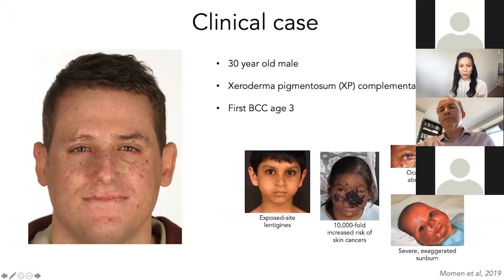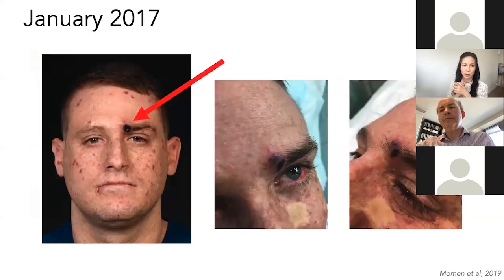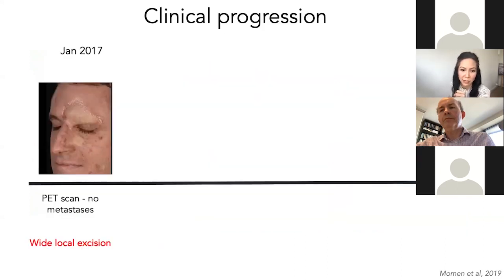So in the past, kids would have terrible lentigines, they'd have an increased risk of skin cancers, but these days they get fantastic care, they get meticulous photoprotection, they do very, very well. Now, unfortunately for this patient, he presented with this violaceous tumor in the middle aspect of his left eyebrow, and it was diagnosed as a very rare condition called an angiosarcoma, a cancer of the blood vessel lining.